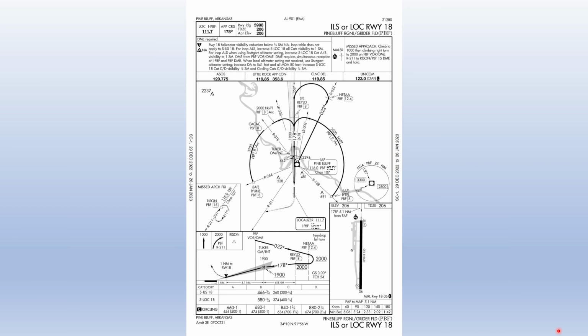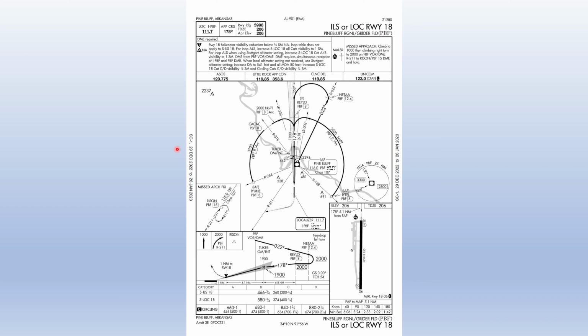These teardrop type procedures are often put in places where the aircraft is going to need to lose considerable altitude. That's why these segments are as long as they are. So let's take a look at this example out of Pine Bluff. It's the ILS or localizer approach to runway 18 in Pine Bluff.